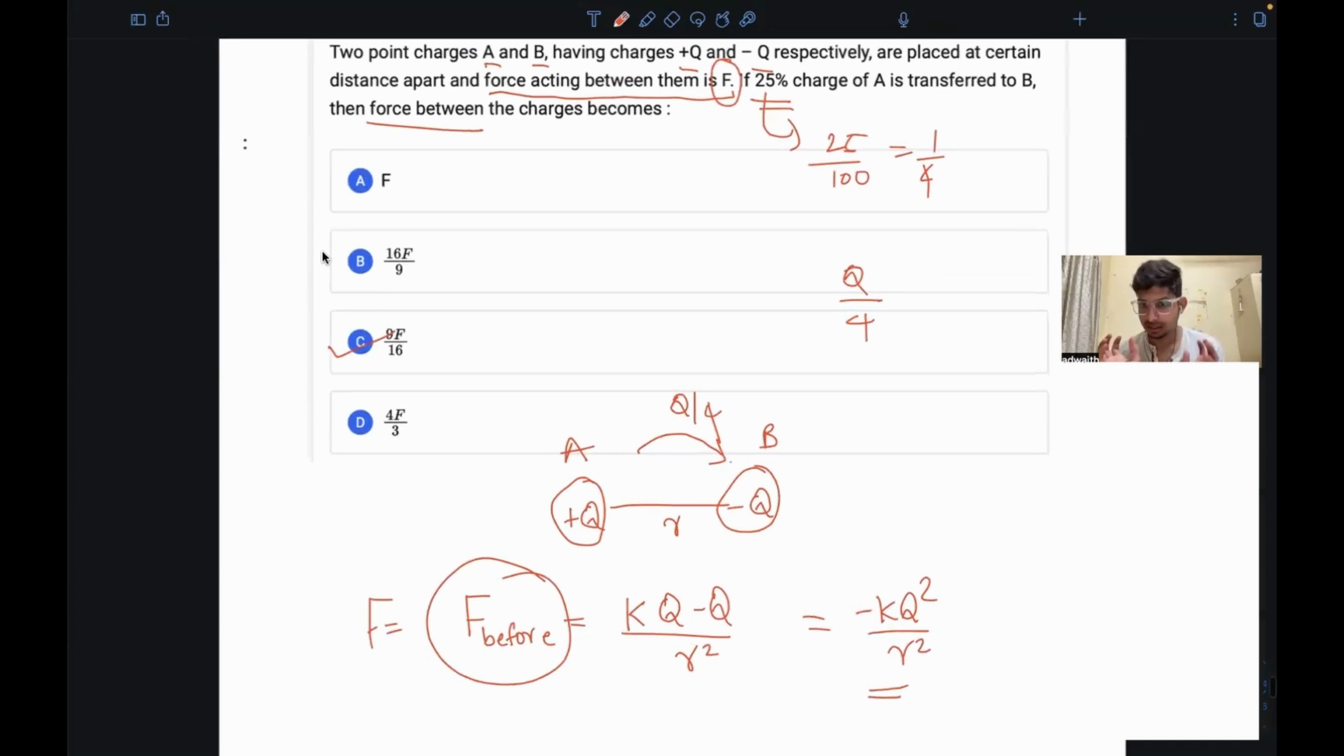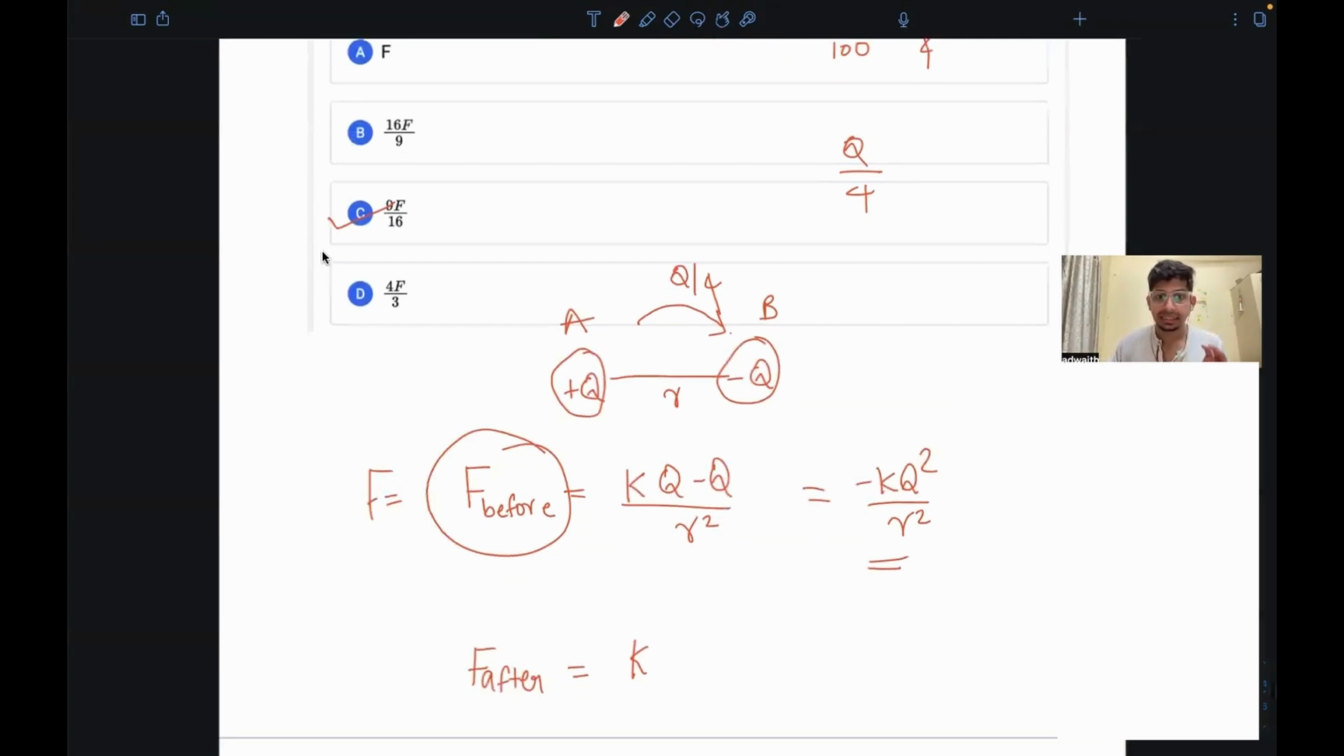Let me explain this again. I have two charges, charge A and charge B. Charge A has plus Q, charge B has minus Q. Now there is a force between them, which is K into Q into the charge of the second particle, minus Q, divided by R square. This is equal to minus K Q square divided by R square. This is Coulomb's law. No need to worry about anything.